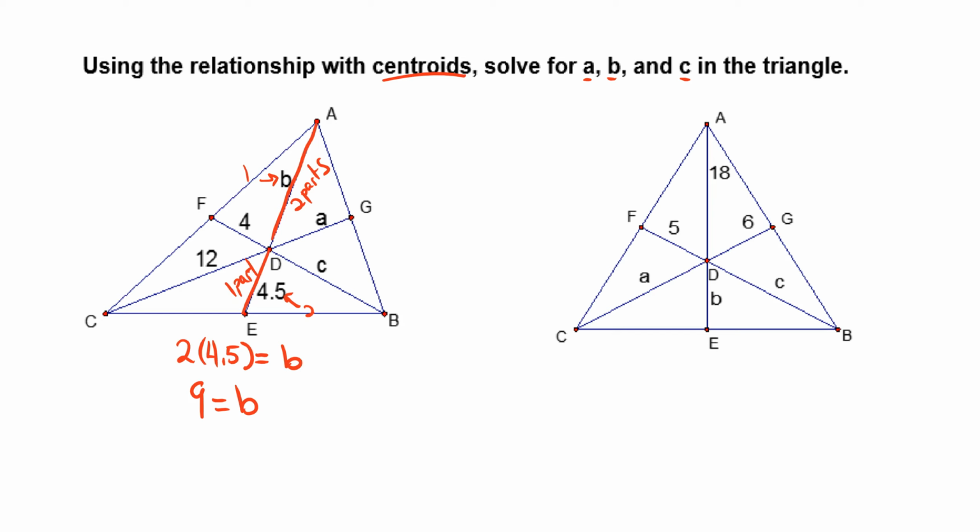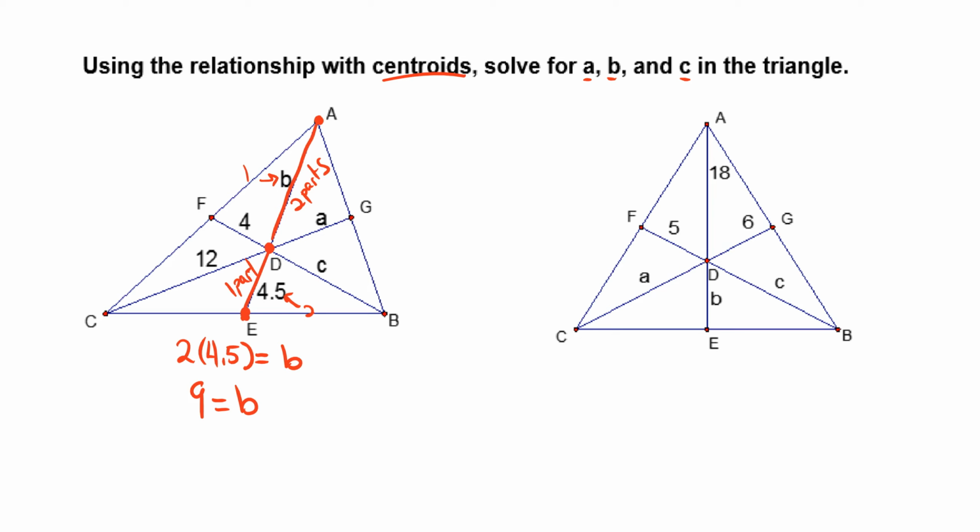So see how we did that? Notice the 1 part is always from the midpoint to the centroid. That's the 1 part. And the 2 parts is always from the vertex to the centroid. Let's look at another example.